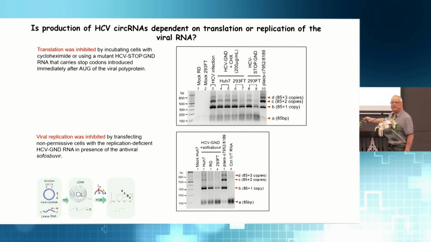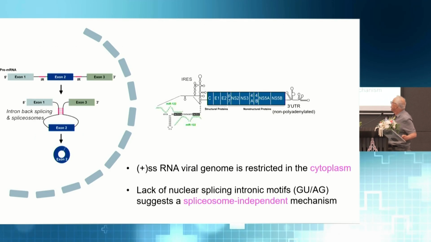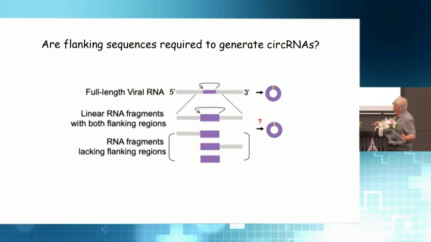What about viral replication? In this case, again, we can use sofosbuvir. I told you that's a powerful compound that inhibits hepatitis C virus replication. Again, when you do this experiment, what you see is A, B, C, and D fragments are made. Even if you don't have replication, the circular RNAs are being made. So that's interesting. I told you in the nucleus, host cell circles are being made. In the cytoplasm, the RNA doesn't need to be translated, it doesn't need to be replicated, and there must be a spliceosome-independent mechanism.